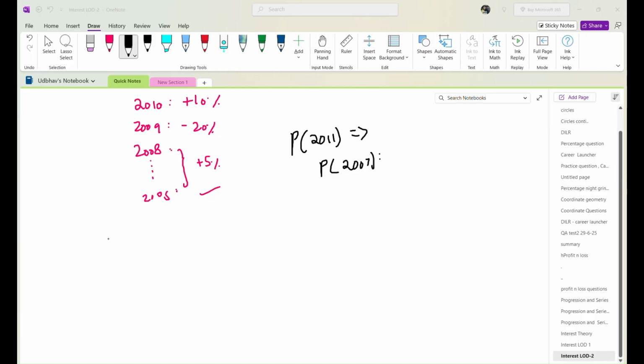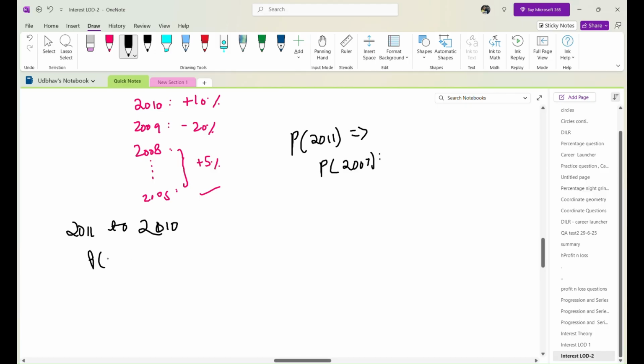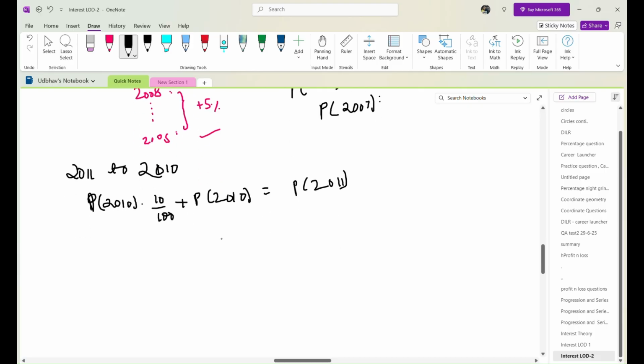So from 2011 to 2010, growth was plus 10%. So P of 2010 into 10% of it plus P of 2010 is equal to P of 2011. But we don't know what was in 2010. We know about 2011, so we can just solve this.